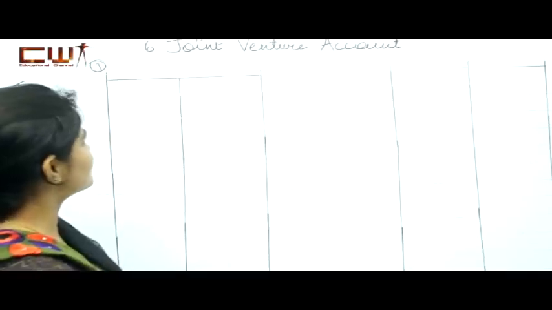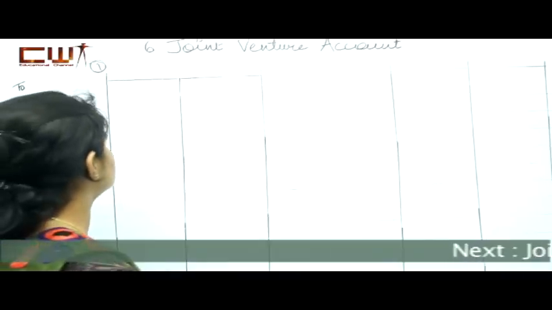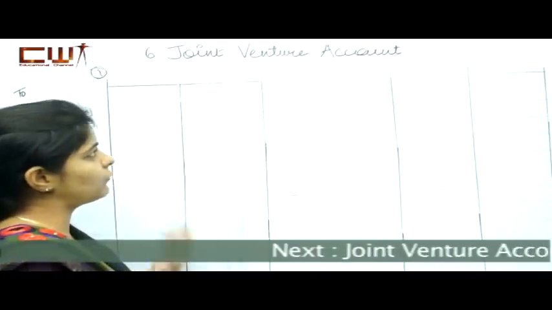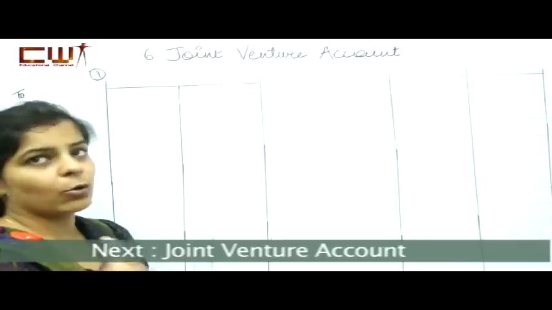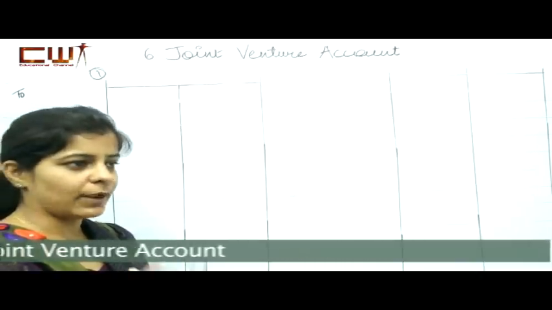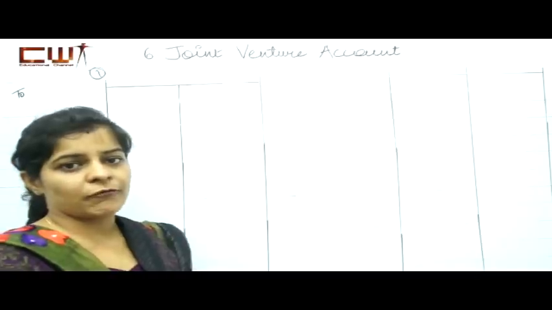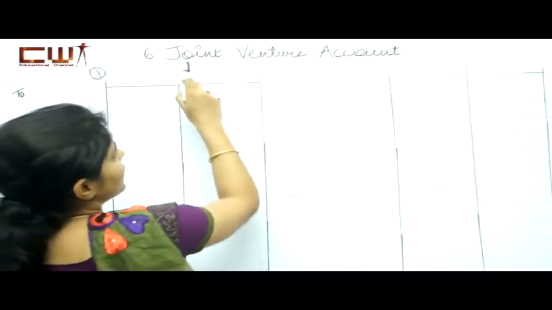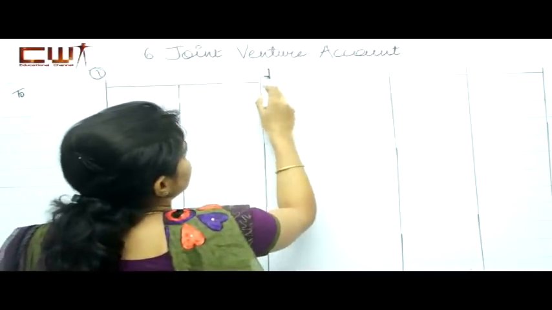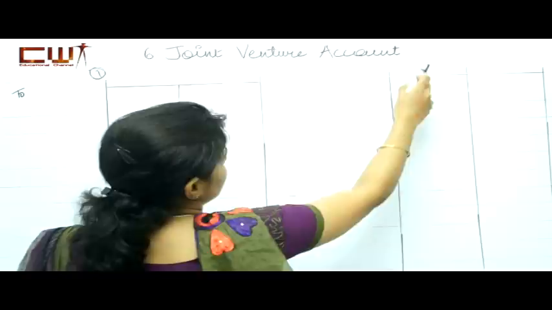We will begin with the first numerical of joint venture account, question number 1. You have to prepare the joint venture account, co-venturers account, debtors account and bank account. Let's prepare the joint venture account first. In the books of Prakash and Kiran. So you will write joint venture account in the books of Prakash and Kiran.